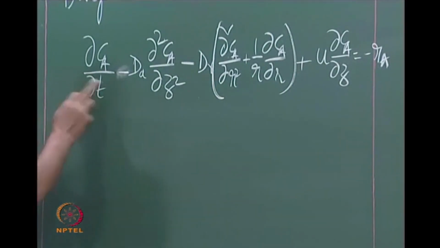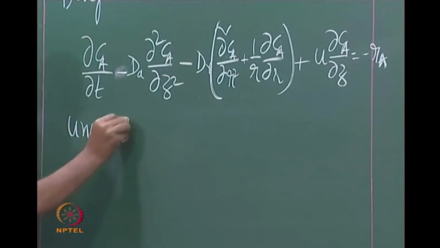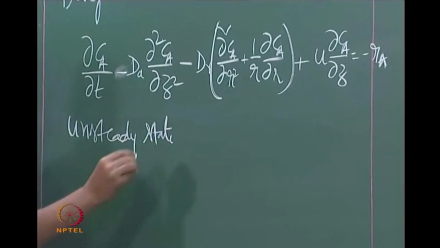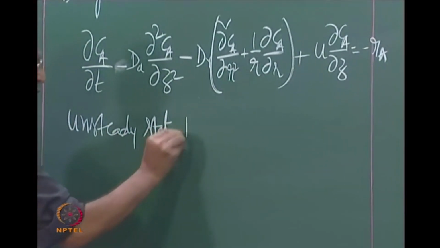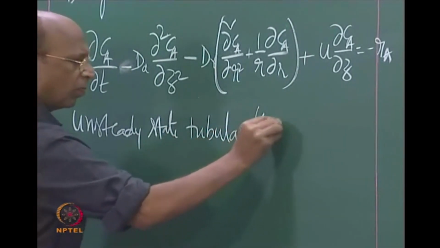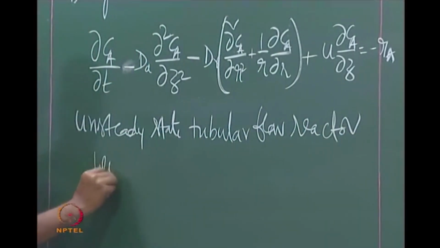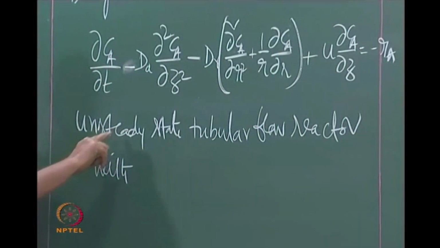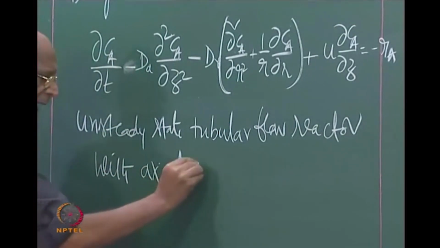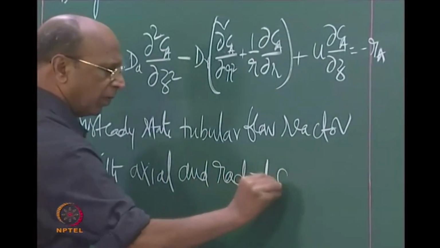So, now this equation is for an unsteady state tubular flow reactor with axial and radial dispersion.